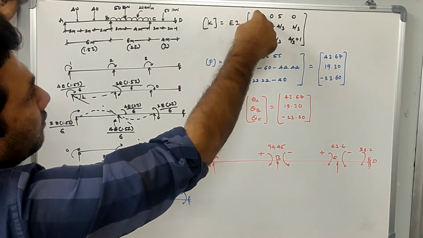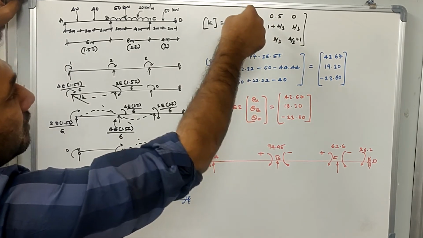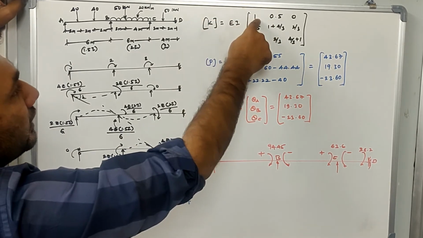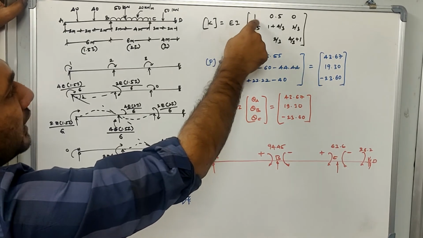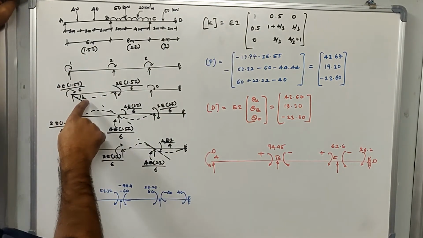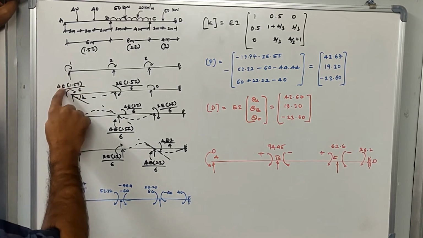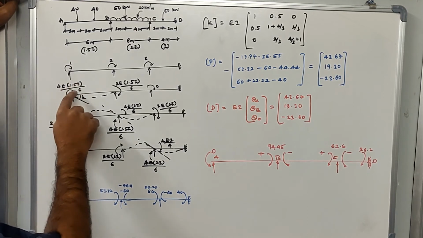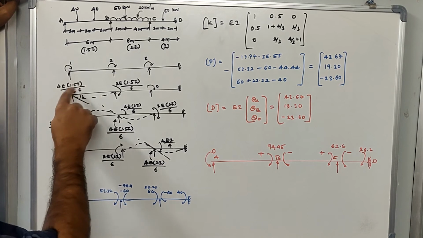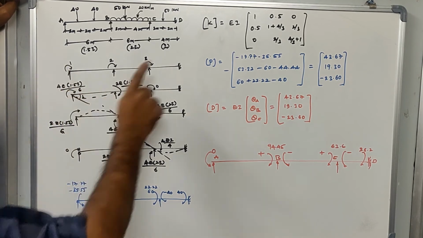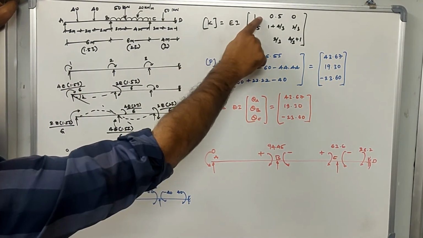So K11 refers to the rotation being applied at the first coordinate and the response of force that is created at the first coordinate itself. So this is the unit rotation being applied. Because of that, the force that is created is 4E into 1.5 divided by 6. So it will become 6EI by 6. So it means what? 6 by 6 is 1. So EI is taken common, and 1 is left over.